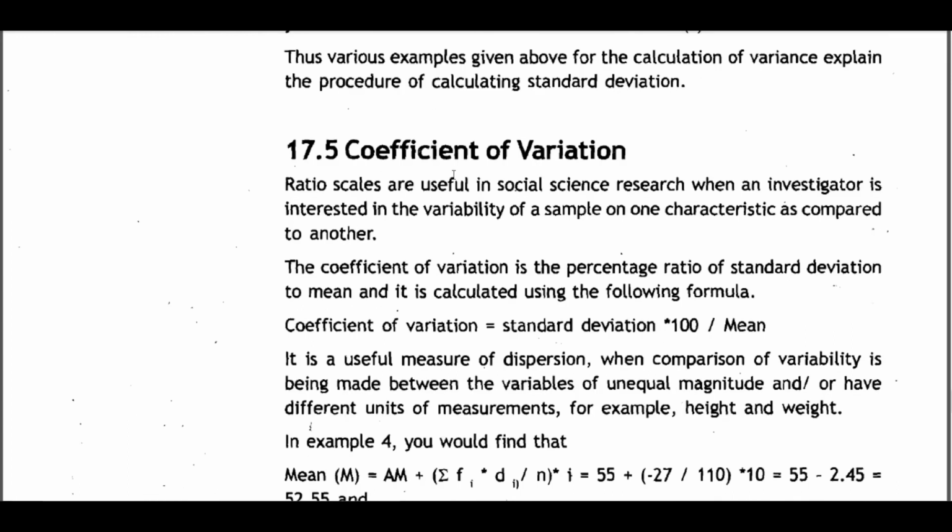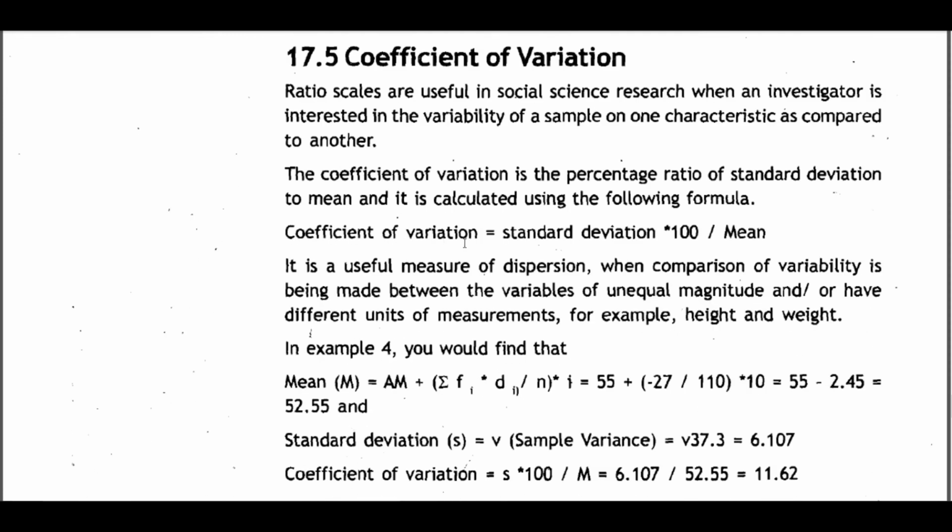17.5 is the coefficient of variation. Ratio scales are useful in social research when an investigator is interested in the variability of a sample on one characteristic as compared to another. The coefficient of variation is the percentage ratio of standard deviation to mean, calculated using the formula: coefficient of variation is standard deviation into 100 divided by the mean. It is a useful measure of dispersion when comparing variability between variables of unequal magnitude or with different units of measurement, for example height and weight.